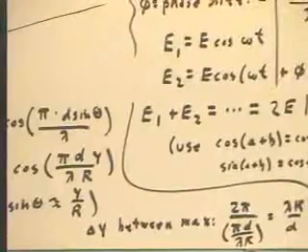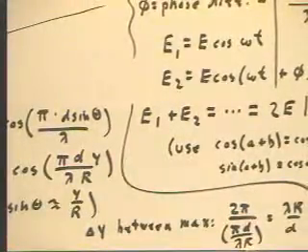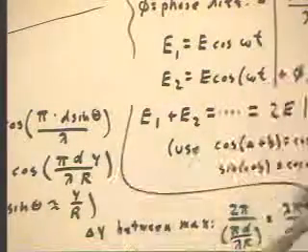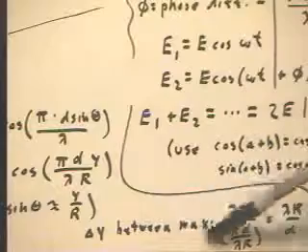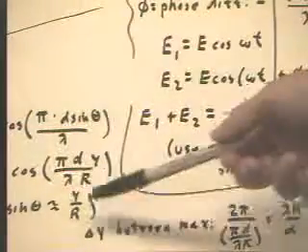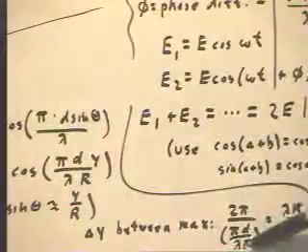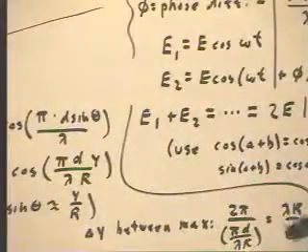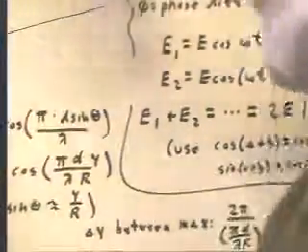The distance delta y between maxima is going to be what? Well, to change this by 2 pi is going to take us from maximum to maximum. This is going to change by 2 pi if y changes by 2 pi over pi d over lambda r, or lambda r over d. Again, just using some basic concepts of trigonometry.